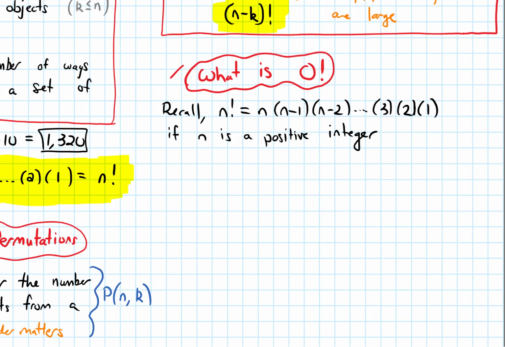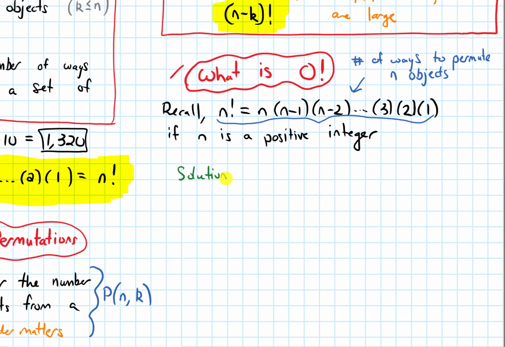So there's one other thing that I want to remember about this, which is, remember that n factorial is the number of ways to permute n objects. So if I just have a set of n objects and I want to permute all n of them, n factorial is the number of ways I can do that. I can rearrange them. Okay, so with that in mind, I actually want to talk about two answers to this, how I can think about what 0 factorial is.